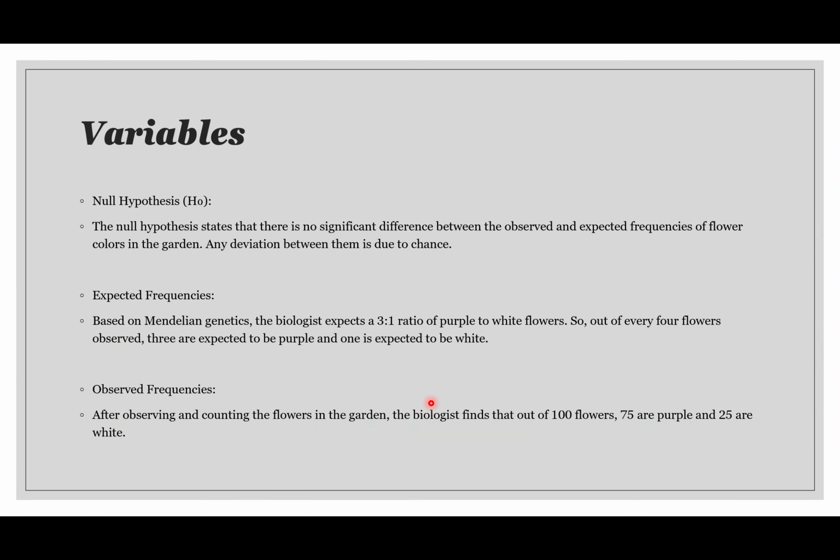So our variables now. We know what our null hypothesis is: there are no significant differences between the observed and expected frequency of flower colors in the garden, so any deviation is due to chance. Our expected frequency is what we got through our square, a 3-to-1 ratio. Our observed frequency is that after counting the flowers in the garden, the biologist finds there are 100 flowers, 75 are purple, and 25 are white.